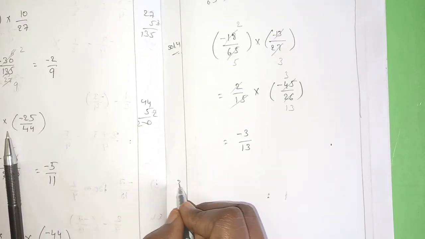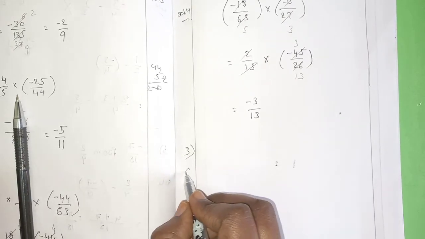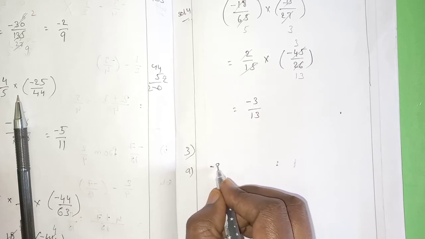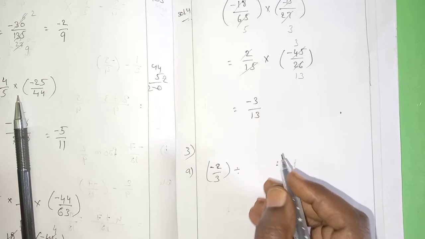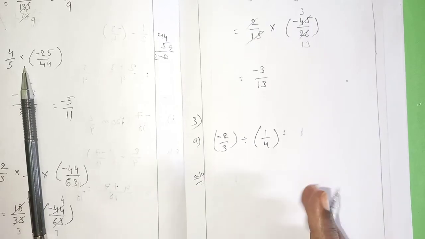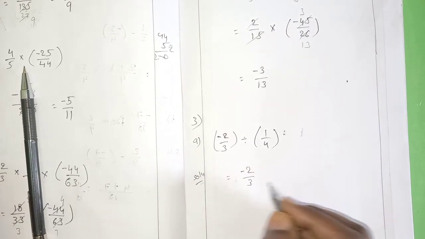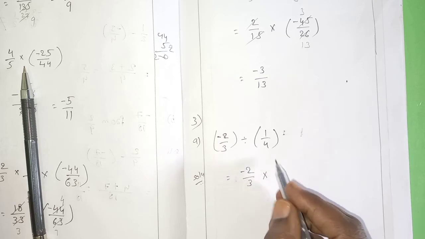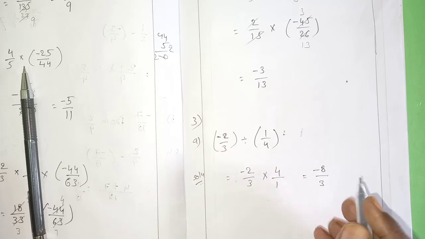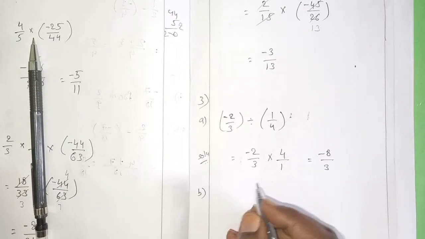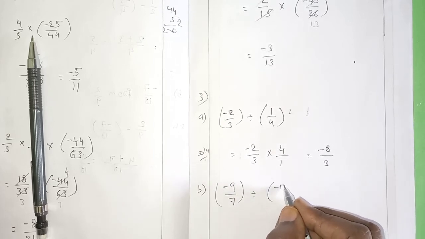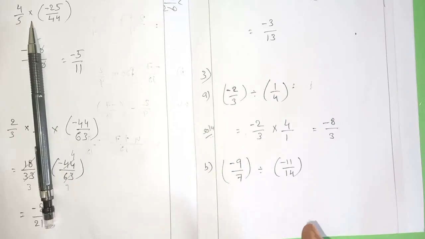Now I am moving to the third one, division. Minus 2 by 3 divided by 1 by 4. Okay, minus 2 by 3. Division becomes multiplication. 1 by 4 becomes 4 by 1. 4 2s are 8. Minus 8 by 3. Simple, na?